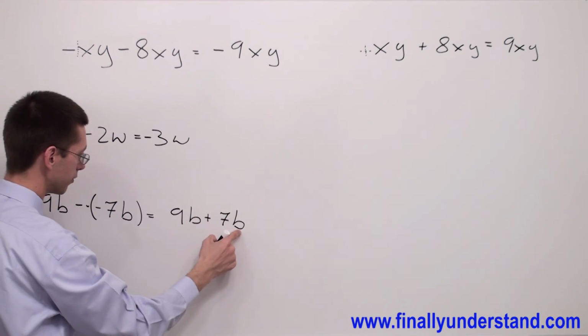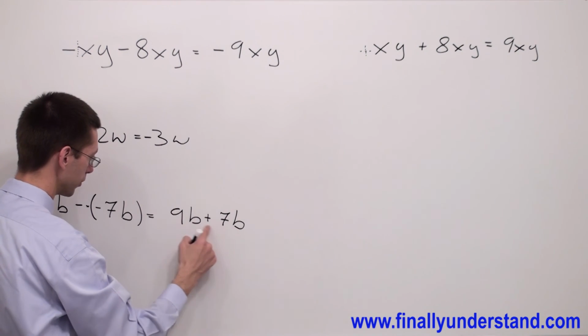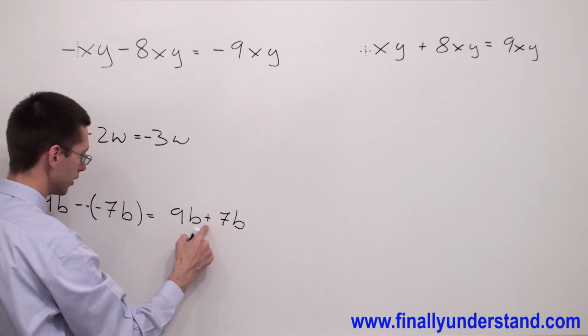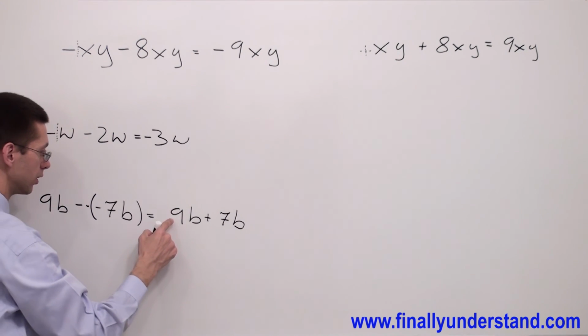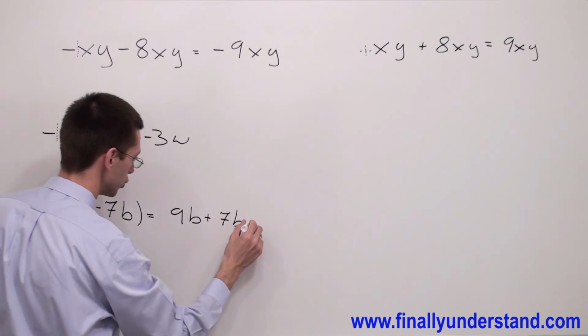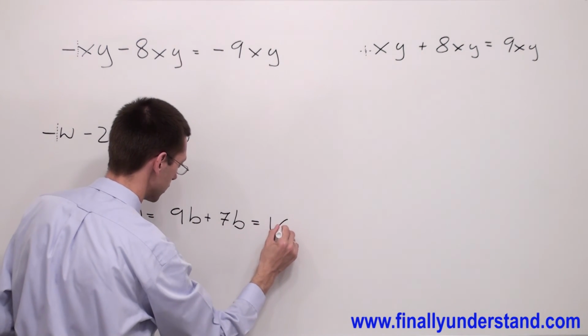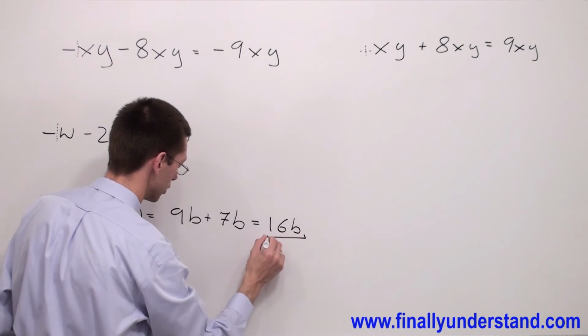Now, because I have the same variable next to 9 and 7, these two terms are like terms. I can add them together. 9 plus 7 is equal to 16b. And this is the solution to my problem.